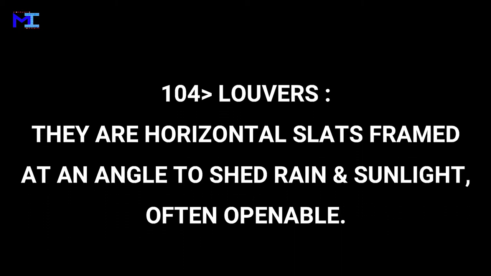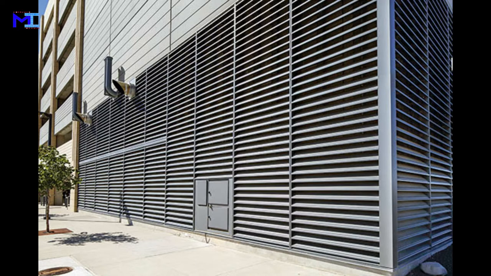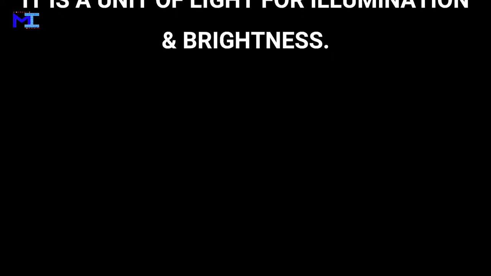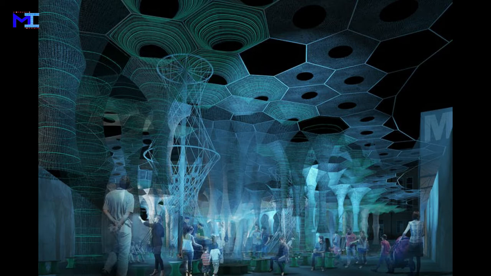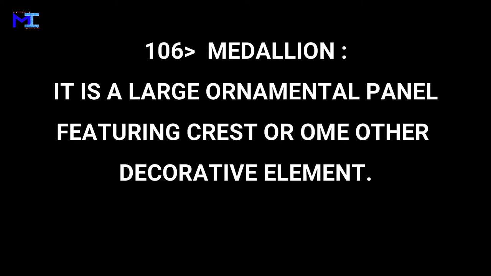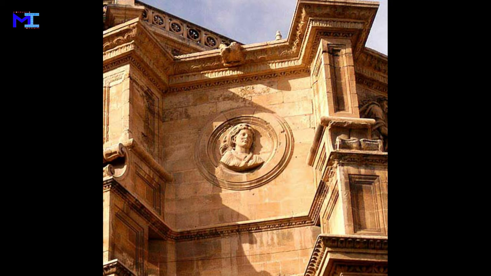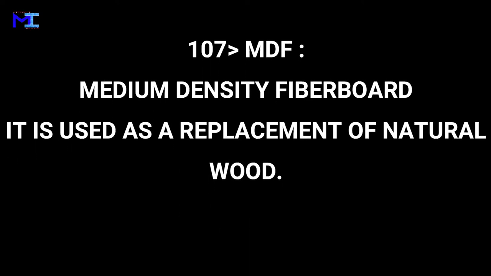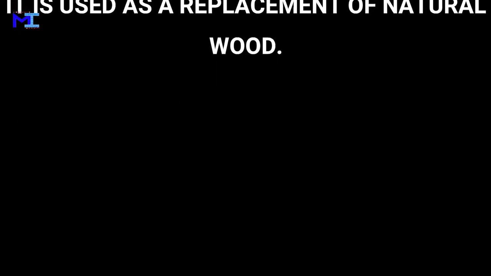Louvers, they are horizontal slats framed at an angle to shed rain and sunlight, often openable. Lumen, it is a unit of light for illumination and brightness. Medallion, it is a large ornamental panel featuring a crescent or some other decorative element. MDF, which stands for medium density fiberboard, it is used as a replacement of natural wood.